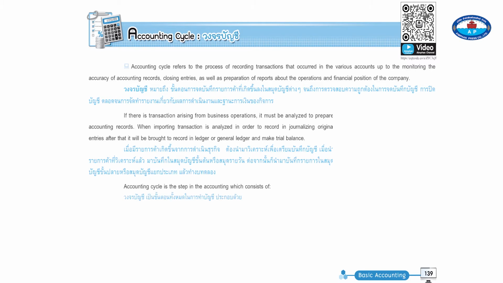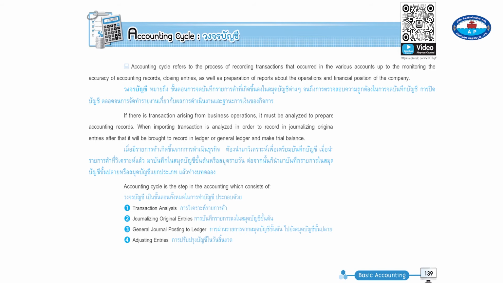Accounting cycle is the step in accounting which consists of 1. Transaction analysis. 2. Journalizing original entries. 3. General journal posting to ledger. 4. Adjusting entries. 5. Preparing financial statement.